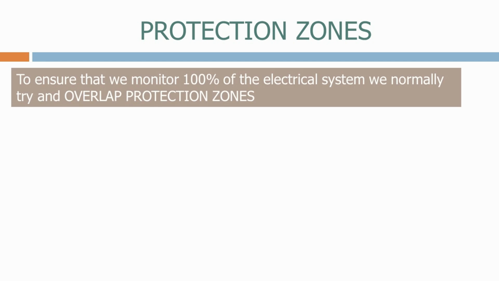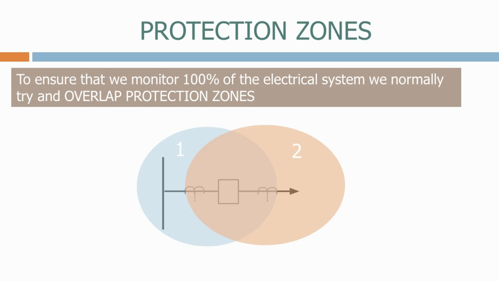To ensure that we monitor 100% of the electrical system, we normally try and overlap protection zones. There are two classic ways of doing this. The first option is to put current transformers on both sides of the circuit breaker. We connect the right-hand current transformer to the first protection zone and the left-hand current transformer to the second protection zone. We have now formed an overlap so that the conductor in between the circuit breaker and current transformer is protected by one of the two zones and is therefore being continuously monitored.